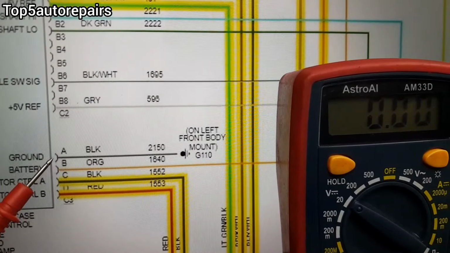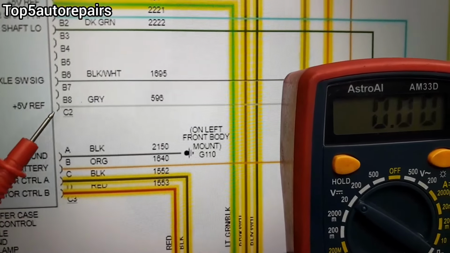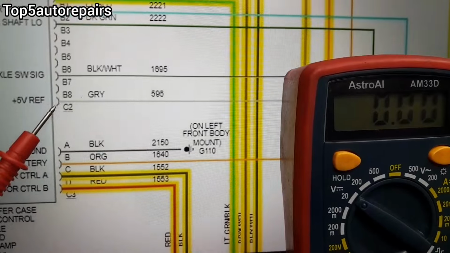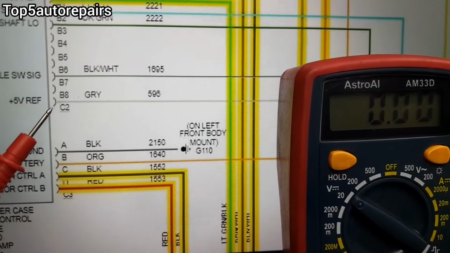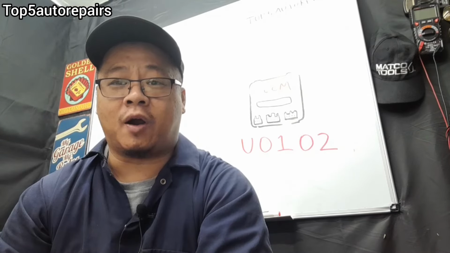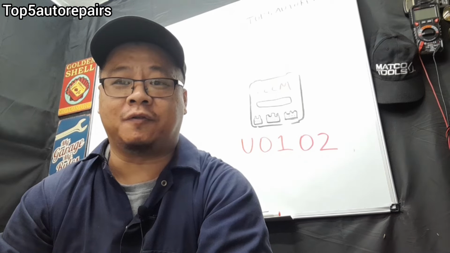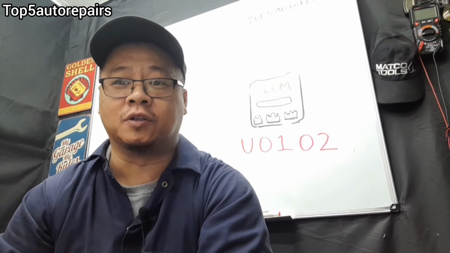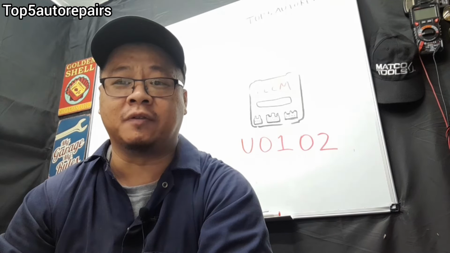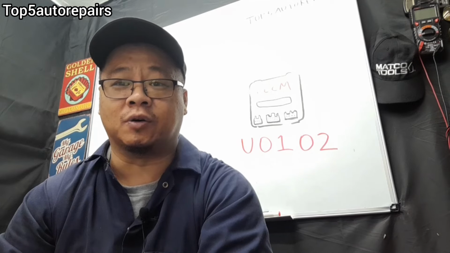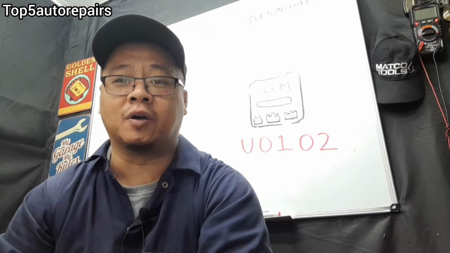Next, touch ground. There should be 0 volt. Next, touch the 5 volt reference wire. There should be 5 volt. Make sure all the wires are showing the proper spec. For example, the battery wire should show 12.6 volt or battery voltage. Ground should be 0. There should be no power on the ground wire.